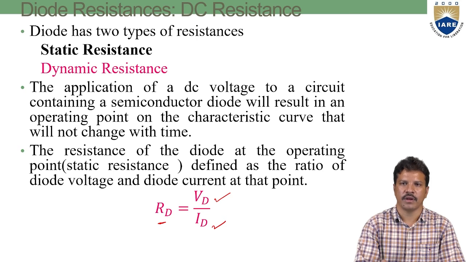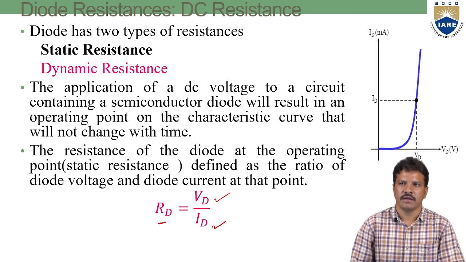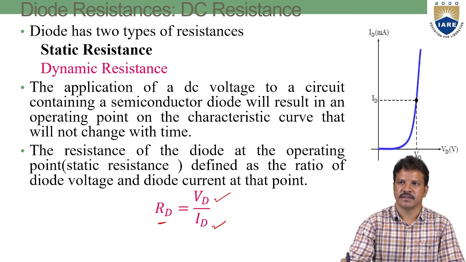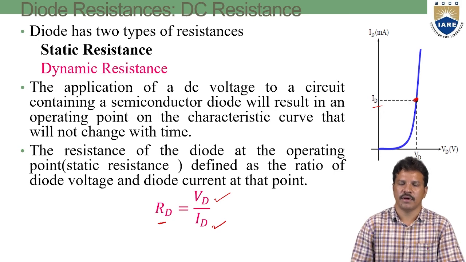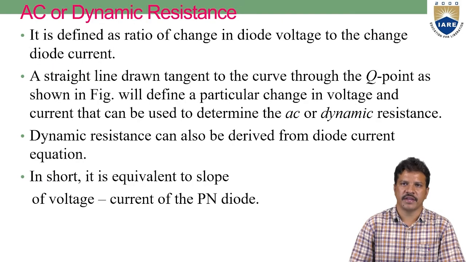called the operating point. This is exactly the characteristic curve to find out the static resistance. Take the VI characteristics with VD on the x-axis and ID on the y-axis, and this blue line represents the characteristic graph for a p-n junction diode in forward bias. Take the operating point here, the Q point, and the ratio of the corresponding diode voltage to the corresponding diode current is called static resistance. Next, dynamic resistance.